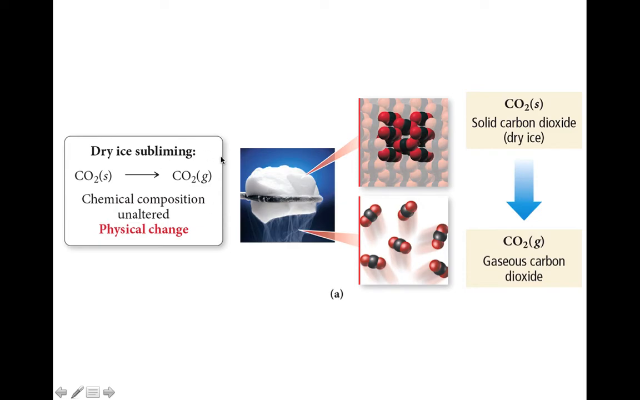Okay, another physical change is dry ice subliming, when you go from a solid to a gas. When carbon dioxide presents as a solid, it's called dry ice. And it turns out you've got these carbon dioxide molecules in an ordered fashion as a solid. When it sublimes, sorry, not evaporates, it goes to a gas. Okay, this is called sublimation. Well, the composition is not changing, right? It's only the state. And so this is a physical change.